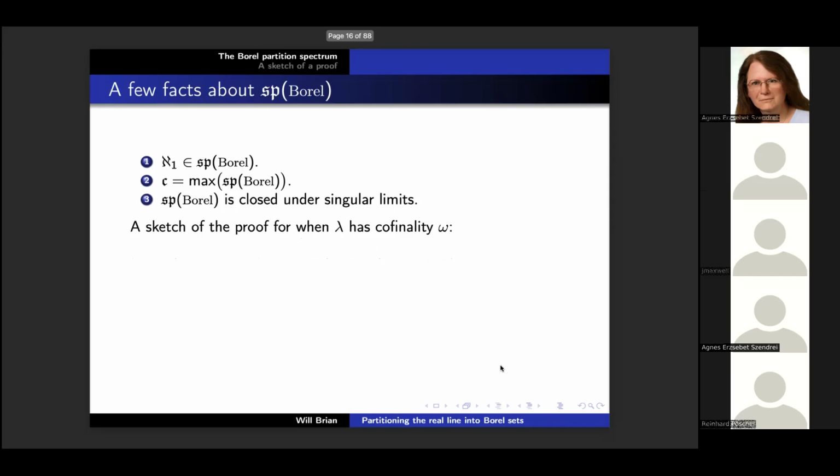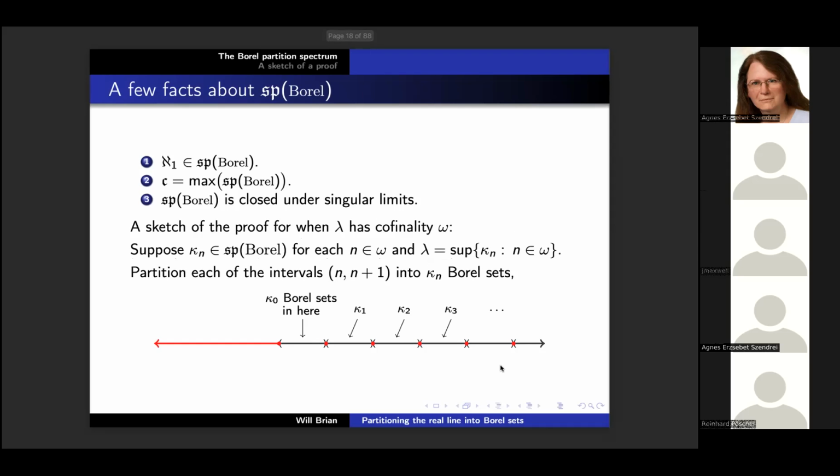So here's a sketch of the proof for the special case that lambda has cofinality omega. If we're unbounded below lambda, that means we can find a sequence of cardinals, kappa n, such that lambda is the supremum of these cardinals, and each of these cardinals is in the Borel partition spectrum.